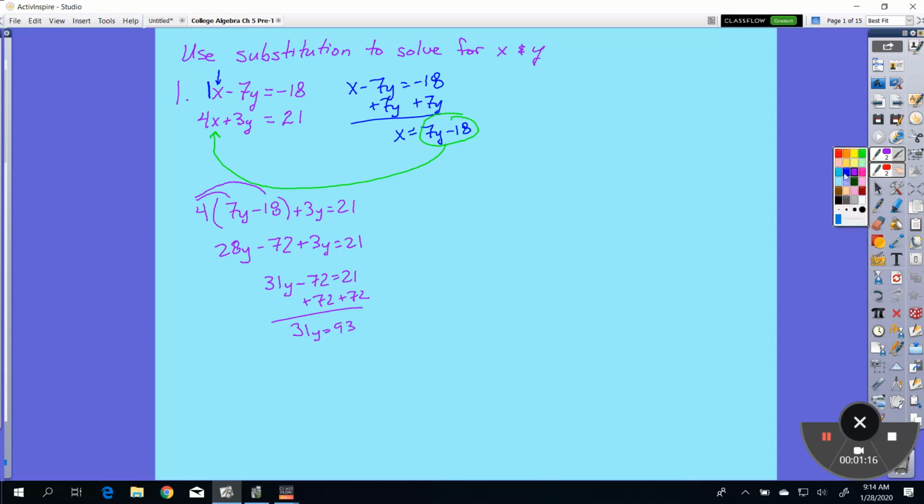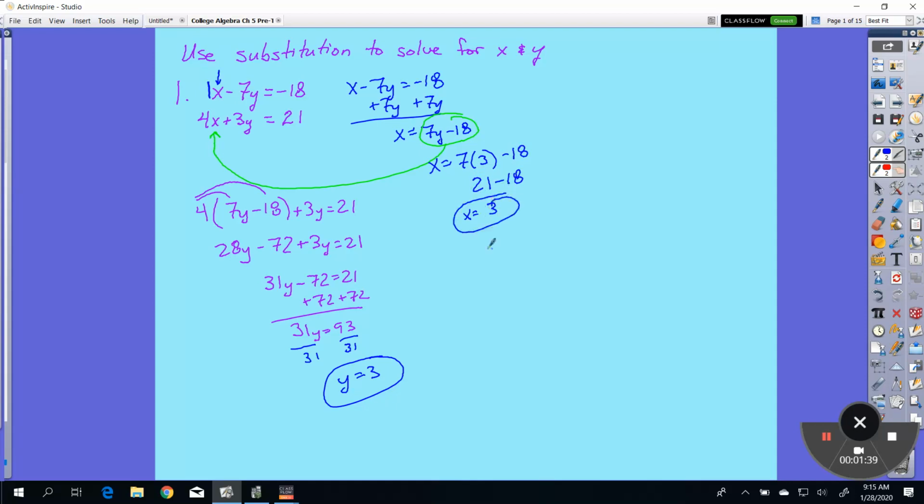So now to get the y all by its lonesome, you divide it by 31. And so y equals 3. Now that you have what y is, you can come back up here where it says x equals. You have x equals 7 times 3, because we replaced y with 3, minus 18. So 7 times 3 is 21, minus 18. 21 minus 18 is 3. So we have x equals 3 and y equals 3. If you put it as an ordered pair, that's your answer.